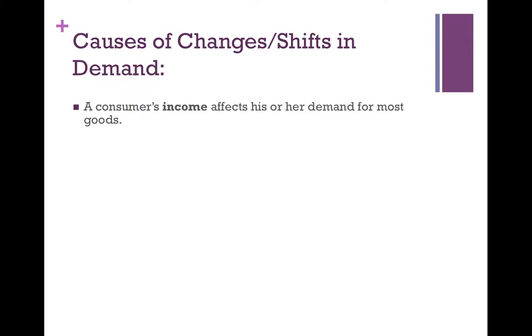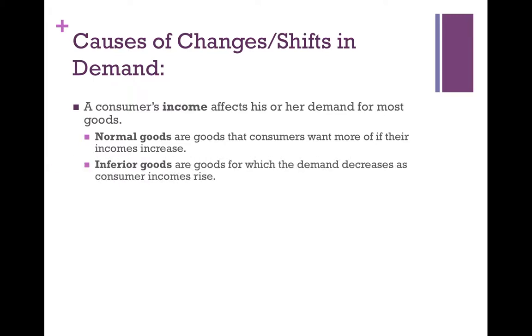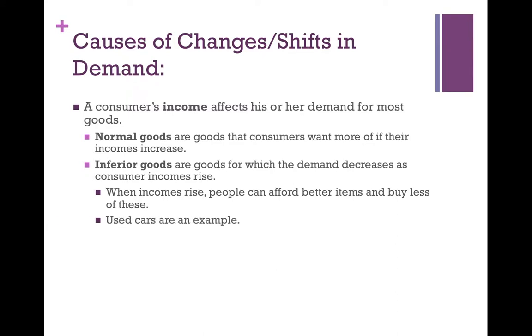Consumers' income affects his or her demand for most goods. Normal goods are goods that consumers want more if their incomes increase. Inferior goods are goods for which the demand decreases as consumer incomes rise. When incomes rise, people can afford better items and buy fewer inferior goods. Used cars would be an example, and the opposite would be true. If incomes declined, there would be an increasing demand for used cars.